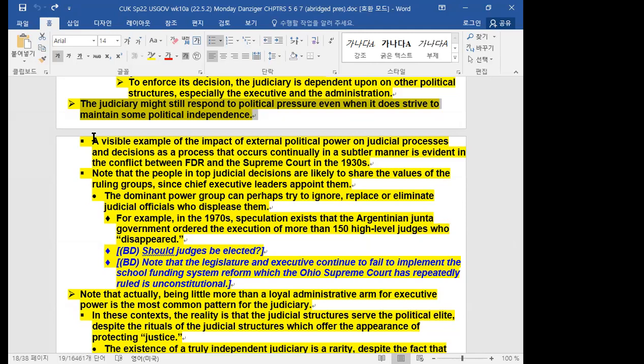And that's an issue that's come up again today. Since Donald Trump, when he was president for 4 years, was able to nominate and appoint 3 justices to the U.S.